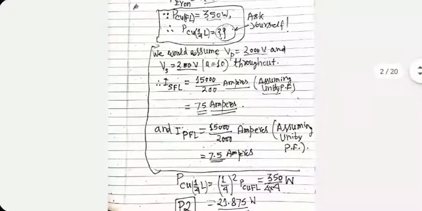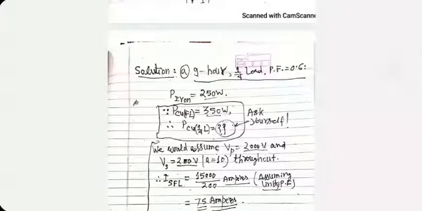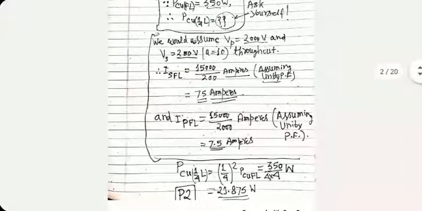Rated value of secondary current is 75 amperes. We are talking magnitudes. And rated value of primary current at full load is 7.5 amperes. Now, 1/4 load means secondary current is 1/4 of 75 amperes. And primary current also is 1/4 of the recommended value.